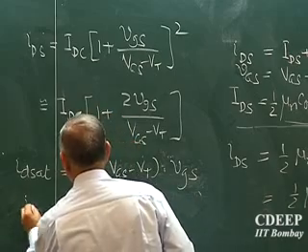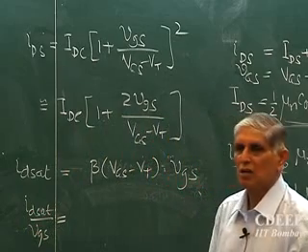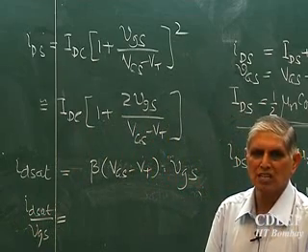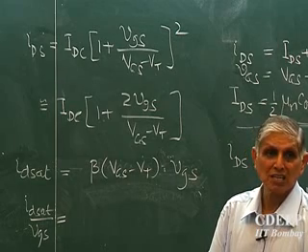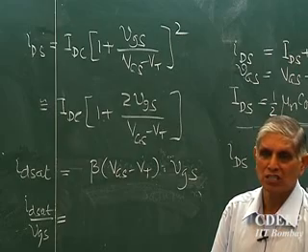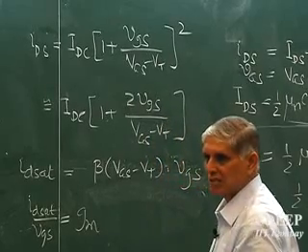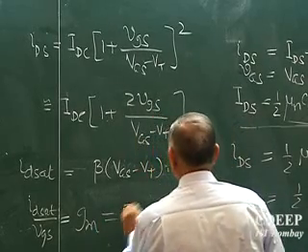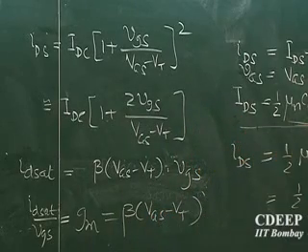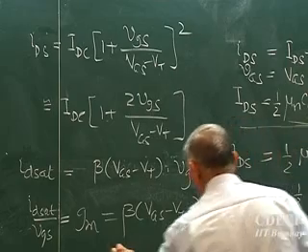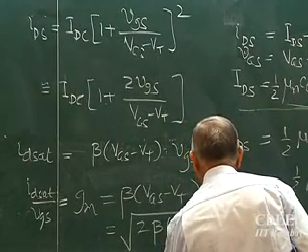So ID sat by VGS is what value? What is the name I should give that? Current by voltage: transconductance. IDS is the output current, VGS is the input signal, this is gm. Is that clear? And gm is beta (VGS minus VT). Of course, if you get into the current form, you can prove this is 2 beta IDS.